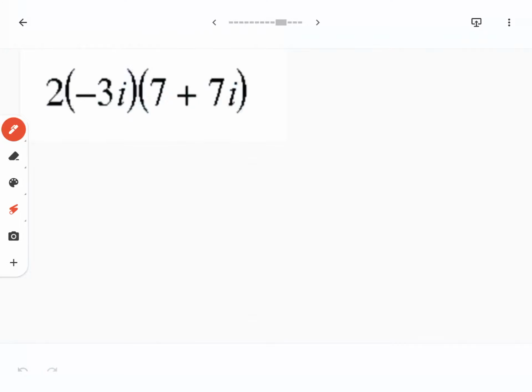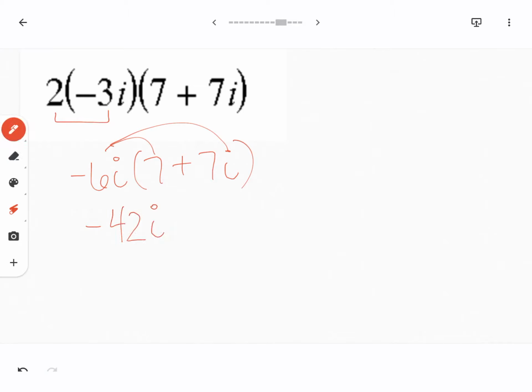For one like this, I have 3 different things multiplied together, the 2, the -3i, and this binomial. When you are multiplying, remember your order does not matter. You can multiply any 2 together at a time and then multiply that answer to the third. So for example, what I would do first is I would do 2 times -3i and get -6i. And then after I've done that, you're going to distribute through. So I have -42i minus 42i squared.